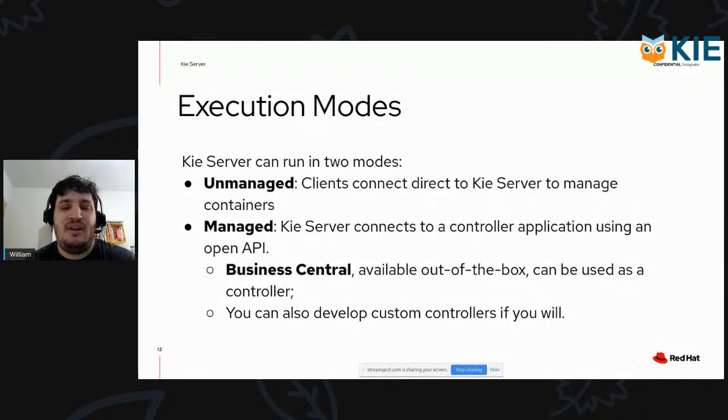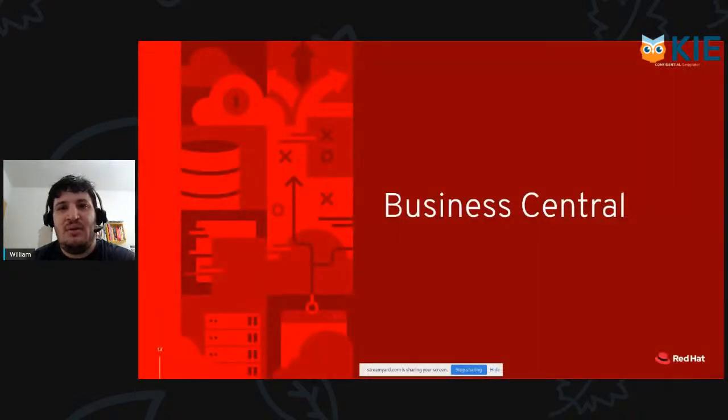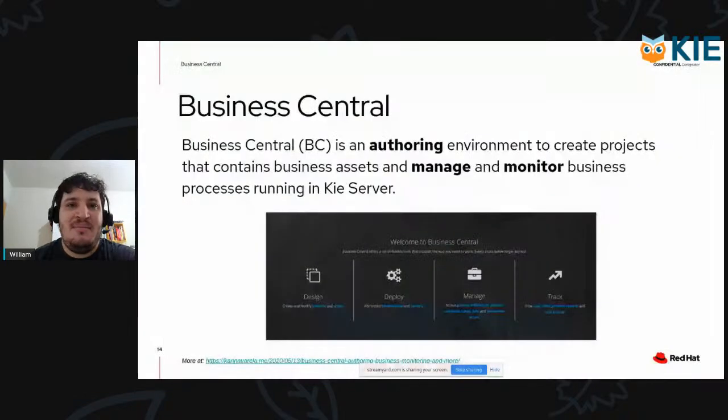Also, the controller is an open API. It's a REST API, so you can create your own. But I do suggest using Business Central, and you know why right now. So what is this Business Central thing? Business Central is also a web application, and it has an authoring environment. What is it? The authoring environment allows you to create the business assets we already talked about. We talked about BPMN, DRL, and other stuff, so it is possible to create them in Business Central. It's a web application, as I said, and not only that, it also allows you to manage the business processes that are running on the KeyServers and monitor their execution.